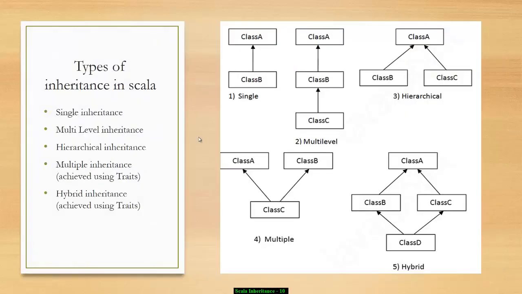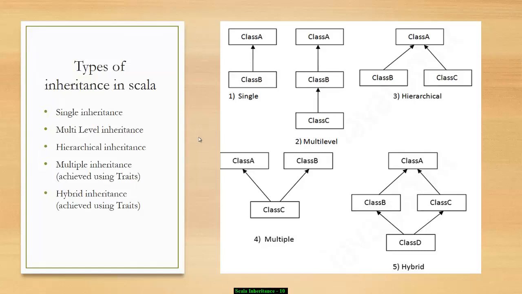The types of inheritance in Scala are single inheritance, multi-level inheritance, hierarchical inheritance, multiple inheritance, and hybrid inheritance. You can see single inheritance is done using class A and class B, which means class B extends class A and gets the methods available in class A. The second one is multi-level inheritance. In this we have step-by-step inheritance, like A extends B, B extends C.